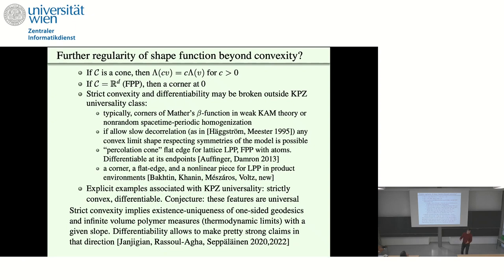Now there's more glory in strict convexity. That's the biggest open problem. Once we obtain strict convexity, it's going to help with a lot of things, maybe with KPZ universality and in the ergodic program for stochastic Hamilton-Jacobi equations. But differentiability itself is a good thing on its own, and it also allows us to make certain claims in these directions.